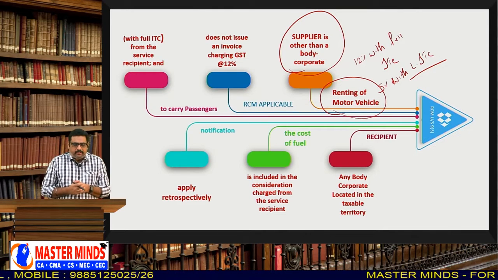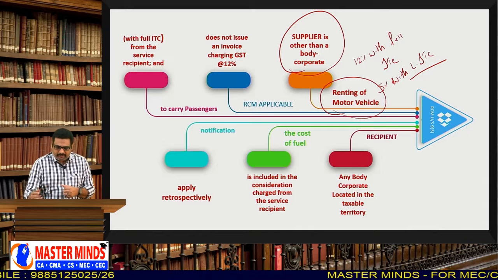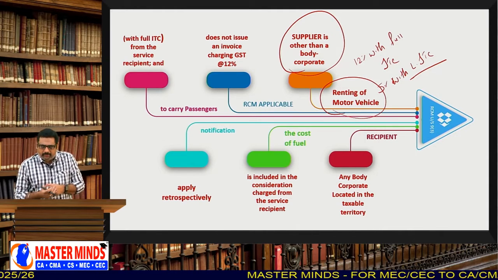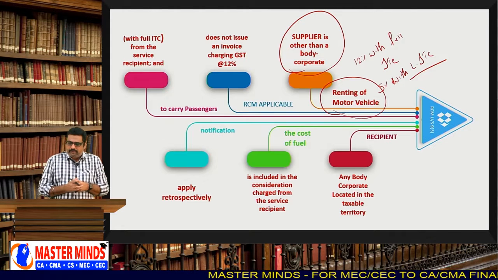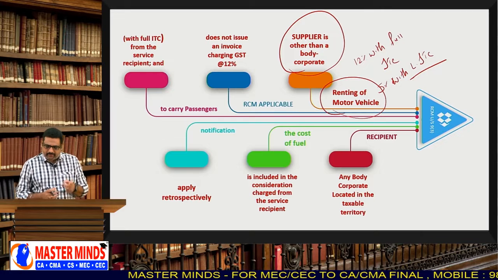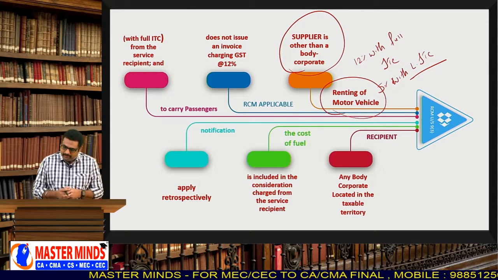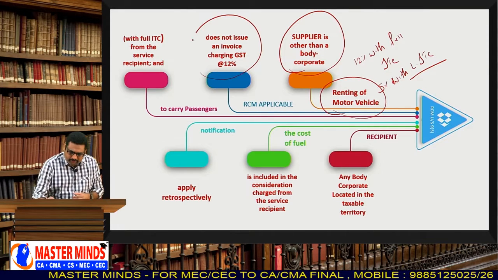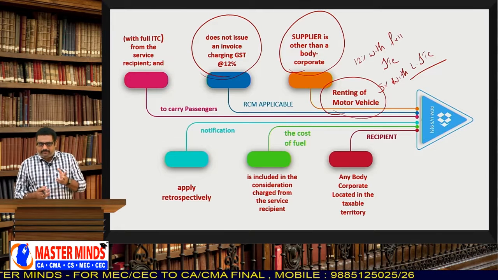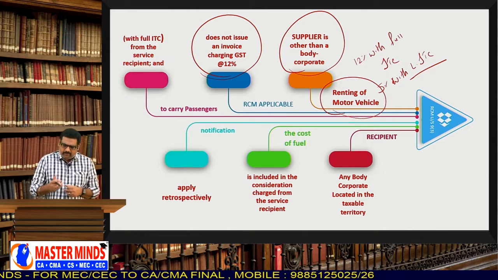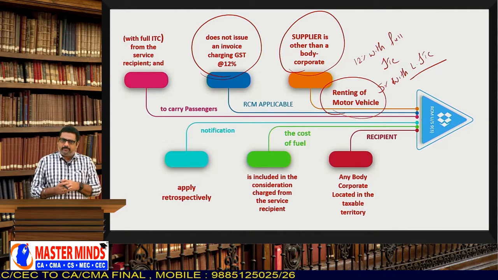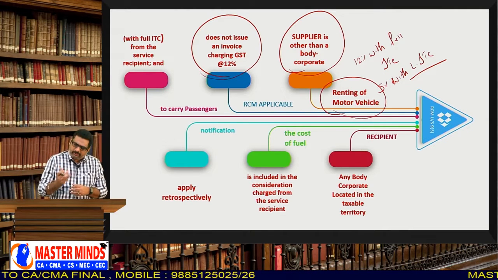If the supplier is a body corporate, FCM is applicable. So in order to apply the RCM, the supplier should be a person other than a body corporate, and the supplier should not issue a tax invoice charging a 12% tax rate. Why? Because if you are charging GST at the rate of 12%, then RCM will not be applicable. Straight away we can go for FCM.